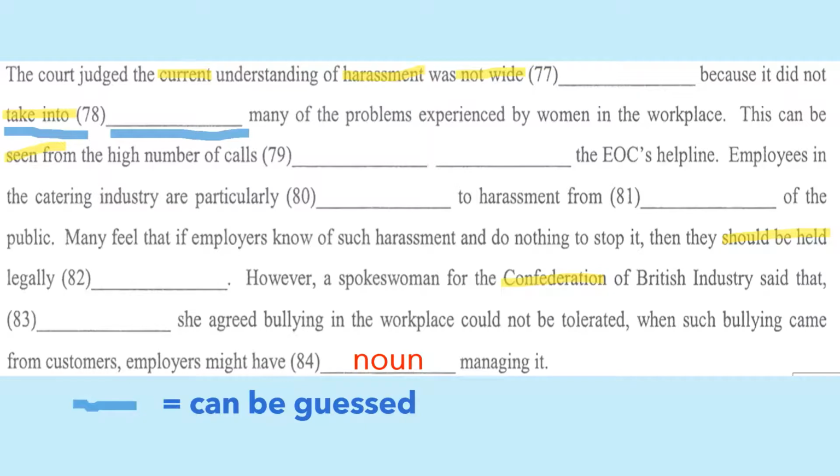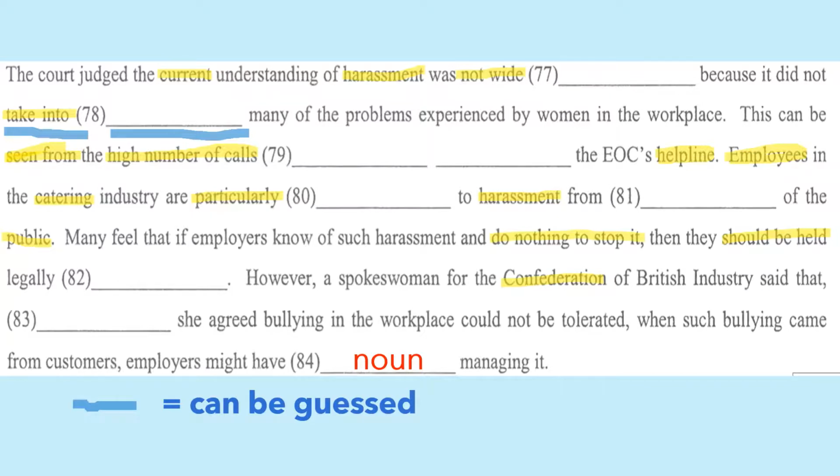Next, employees in the catering industry. Catering industry means, you know, restaurant, hotel, those ones are particularly something to harassment from something of the public. Many feel that if employers, please highlight with me, if employers know how knows of such harassment and do nothing to stop it, then they should be held legally something.